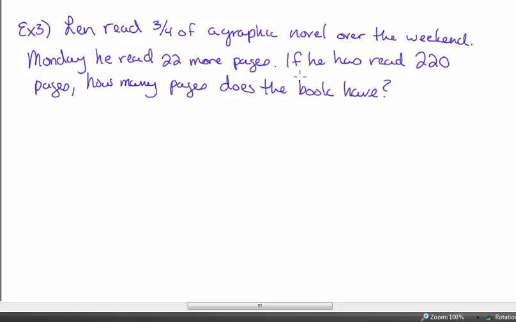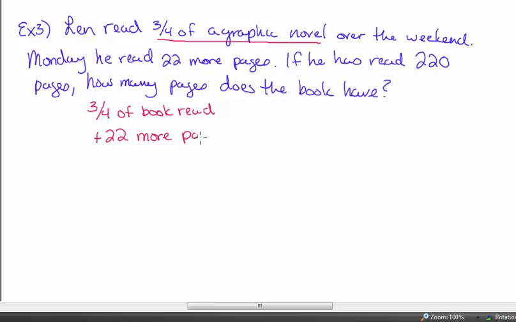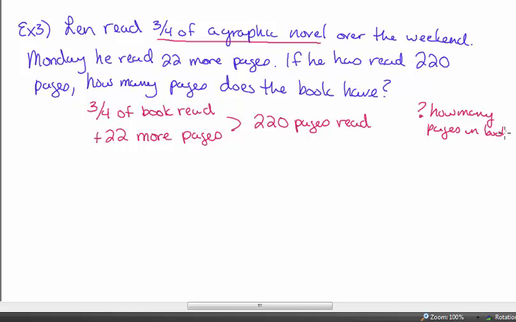All right, so Lynn read 3/4 of a graphic novel over the weekend. On Monday, he read 22 more pages. And if he has read 220 pages in all, how many pages are in the book altogether? Okay, so he read 3/4 of the book. So 3/4 of book read originally, and then he read 22 more pages, and altogether that's 220 pages read. And we want to know how many pages in the book. So I'm going to use B for book. I could use P for pages. I could just use X because of whatever. But we're going to use B.